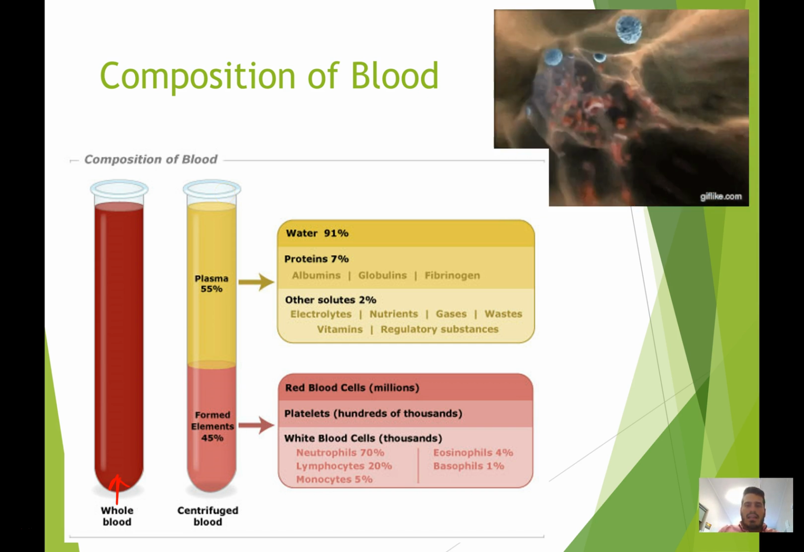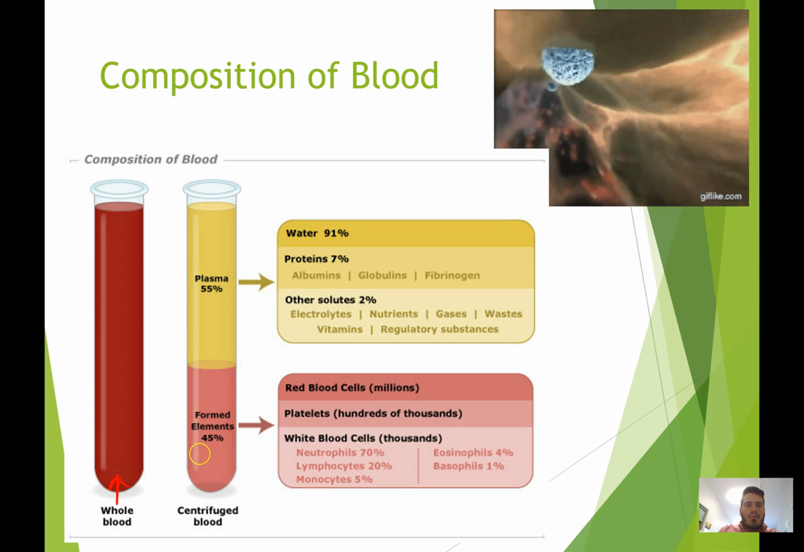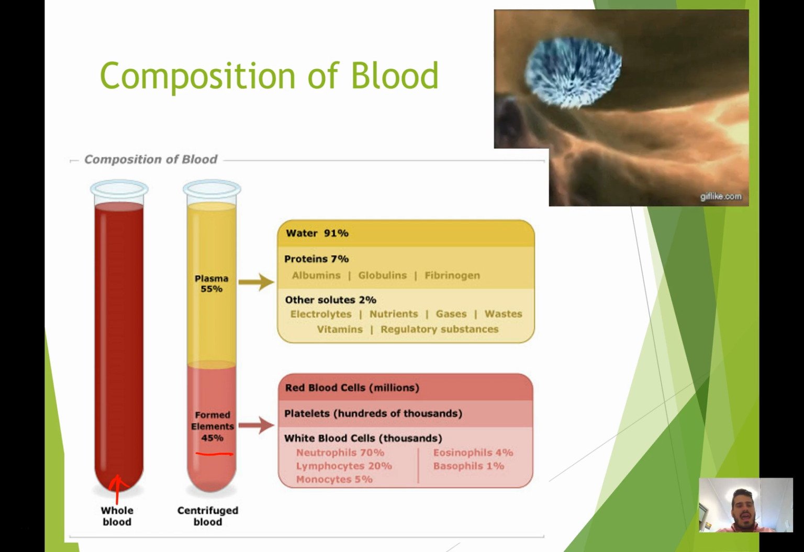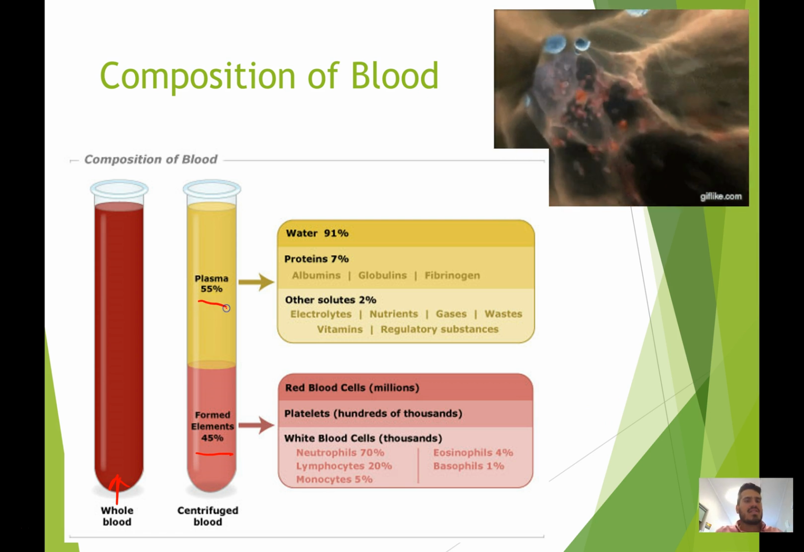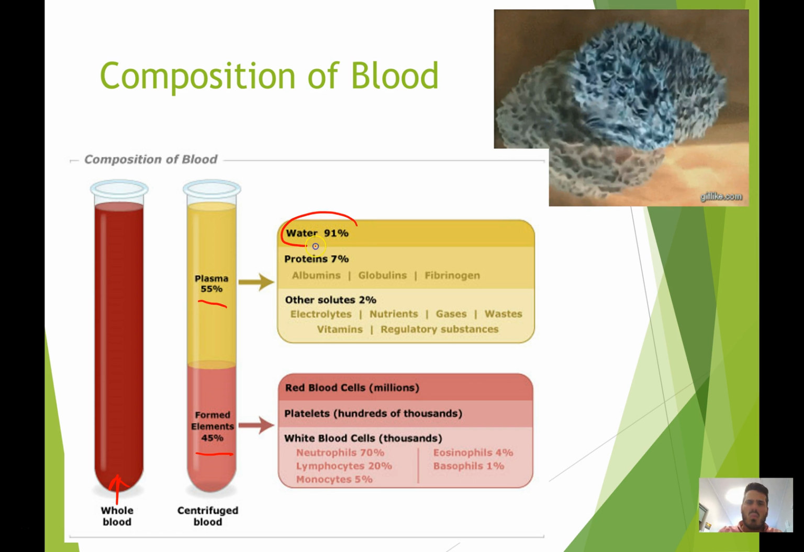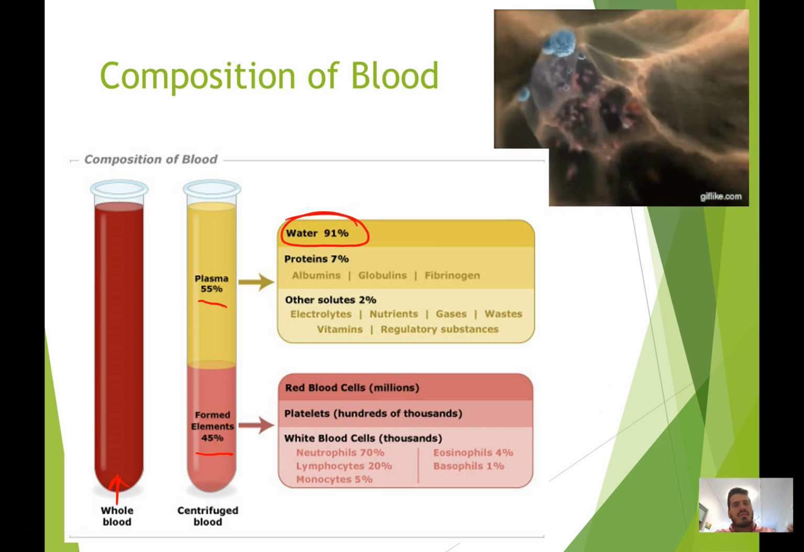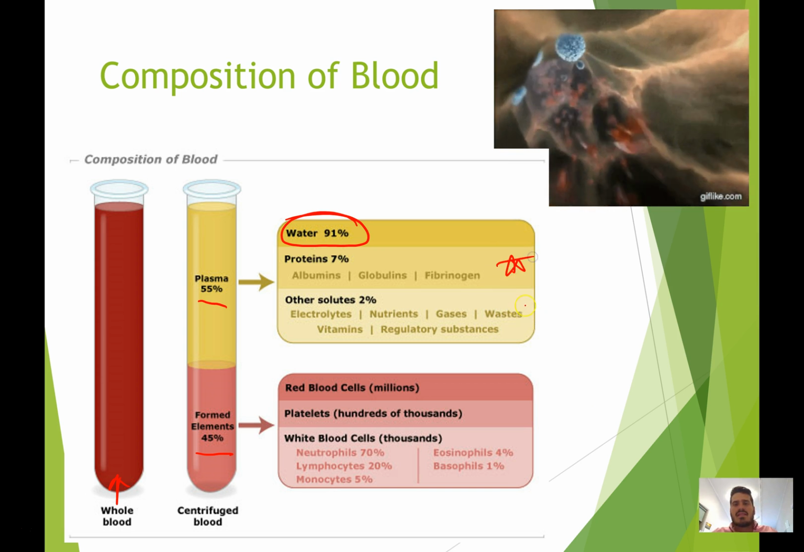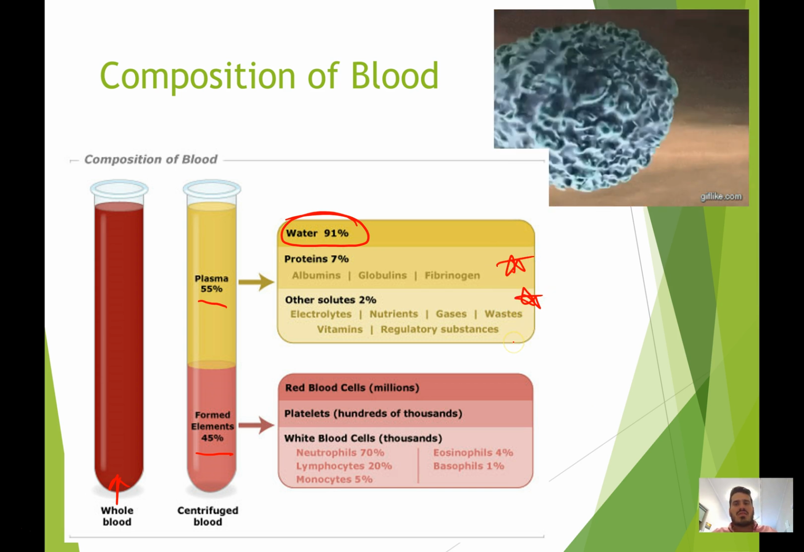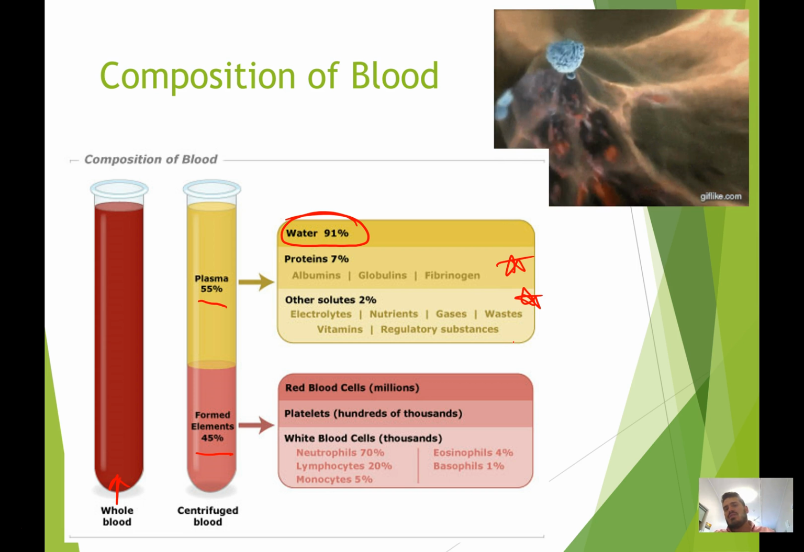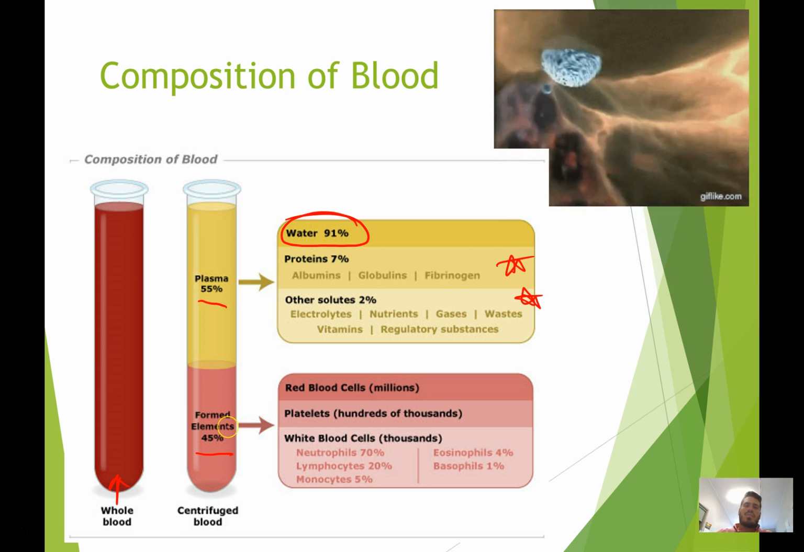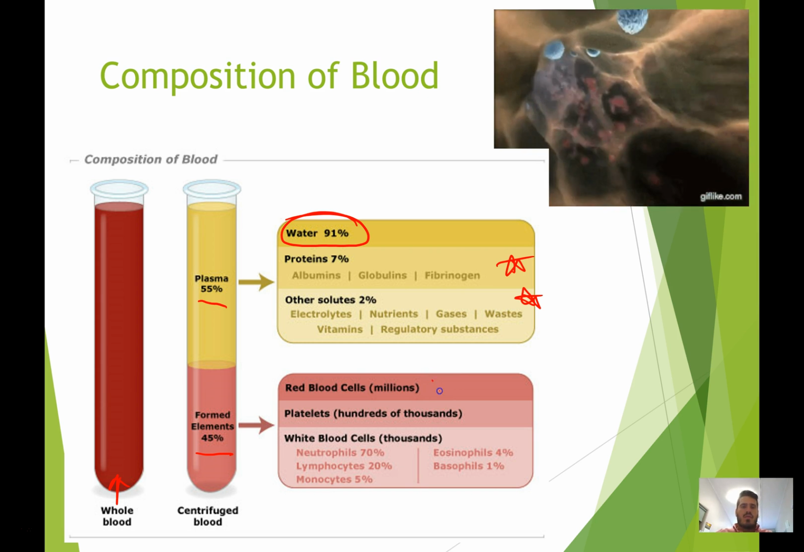So our blood is actually 45% formed elements, and these are pretty much the cells that make up our blood, all right? And 55% of our blood is actually plasma, which is mostly water. Okay, so most of our blood is made up of water, but it also contains some proteins and other solutes, so other things that are mixed in: electrolytes, nutrients, gases, wastes, vitamins, so lots of different stuff. Those formed elements, we're going to talk about red blood cells.